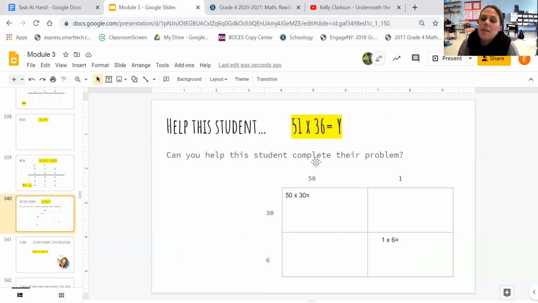Okay, check back with me that you have an answer. So I want to see your correct answer. If you're someone that likes the area model, well, they already did a few of the steps for you, so you can go ahead and finish it for them.